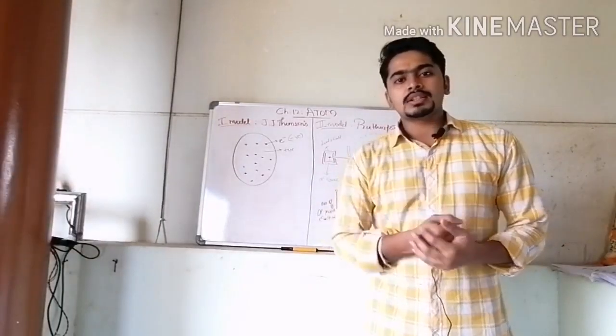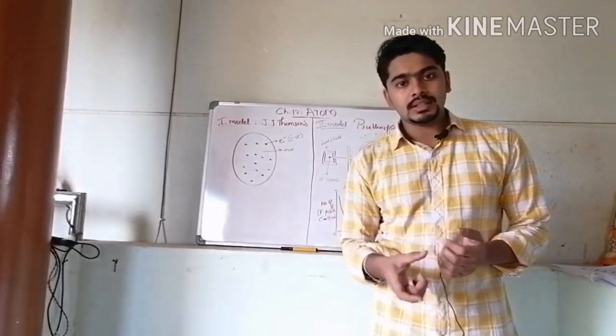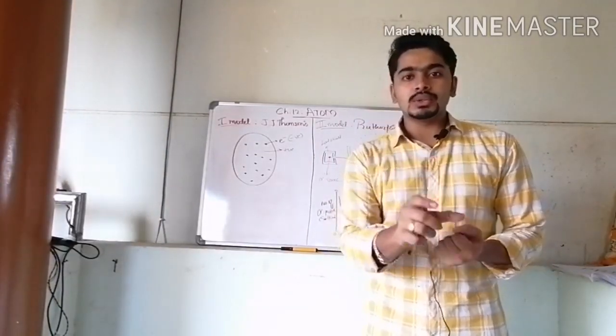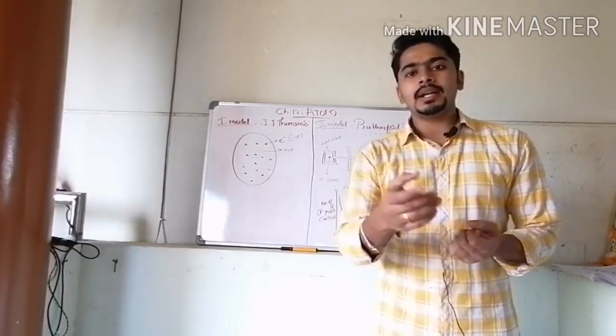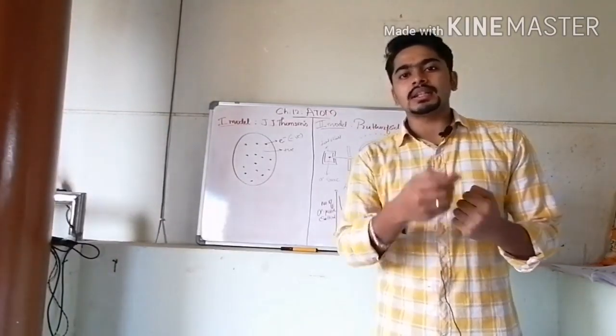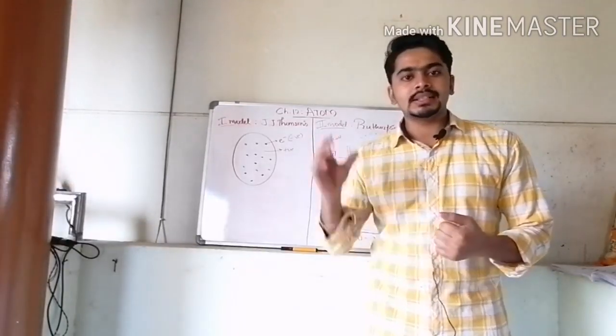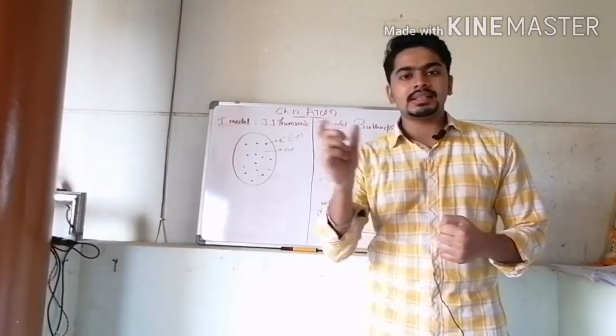In these three models of atom, we are going to study the structure of the atom and how the nucleus, electrons, or any subatomic particles are arranged in the atom. That is all we are going to study in this chapter. Mainly that is the thing.